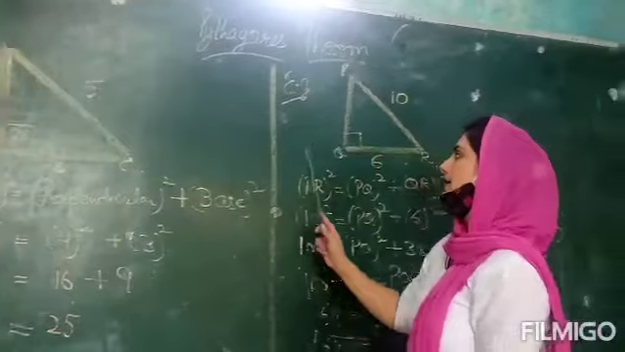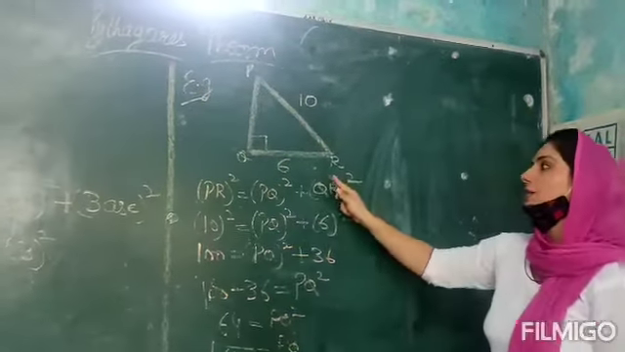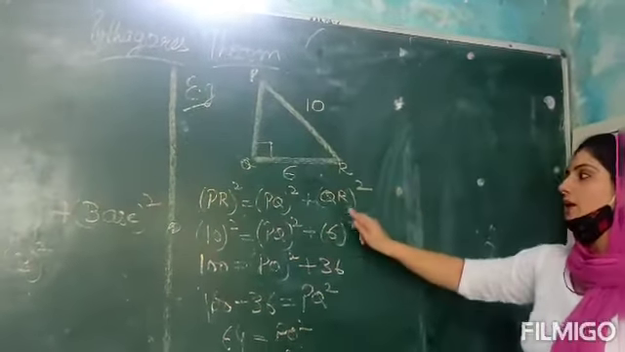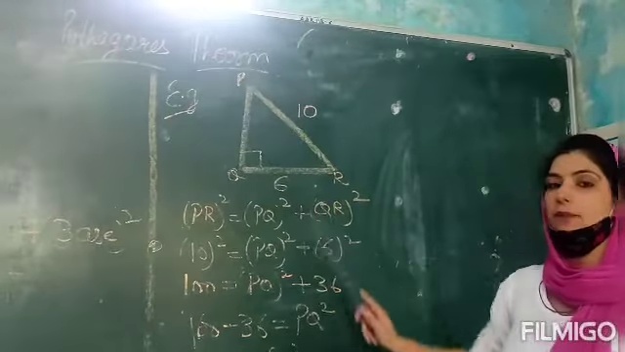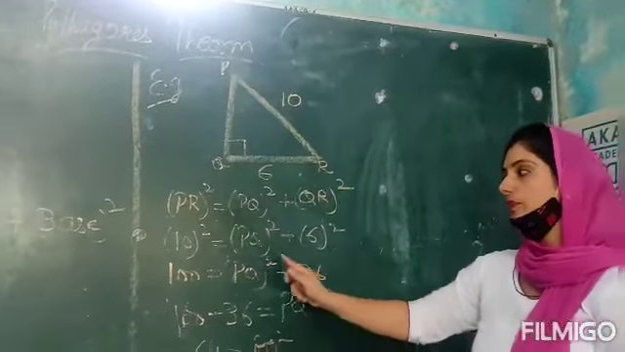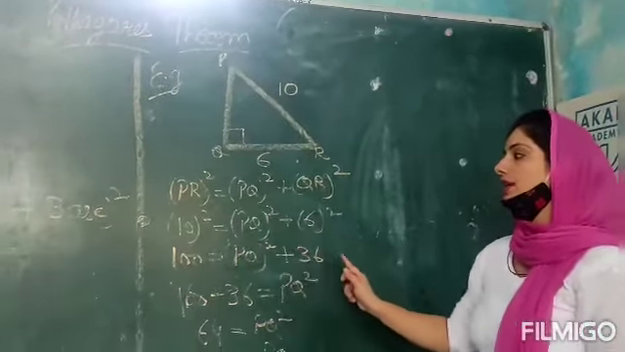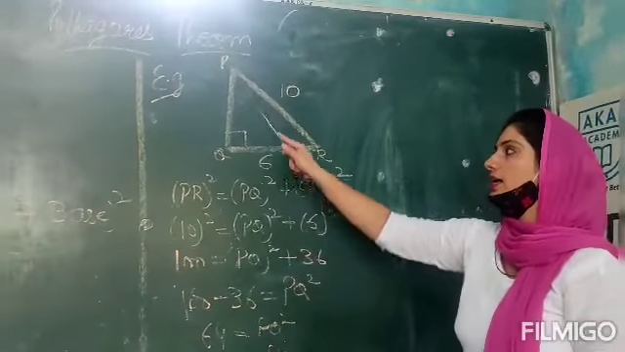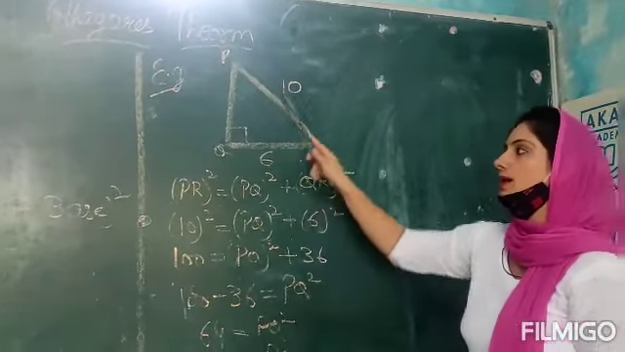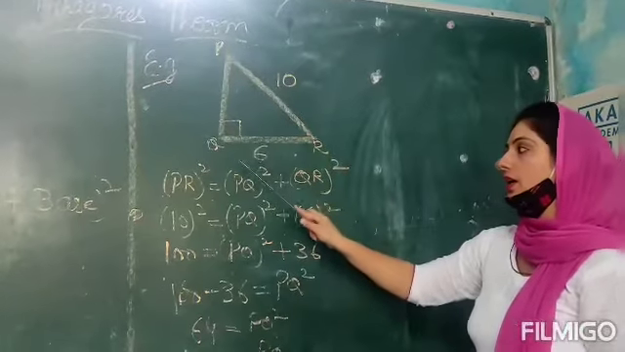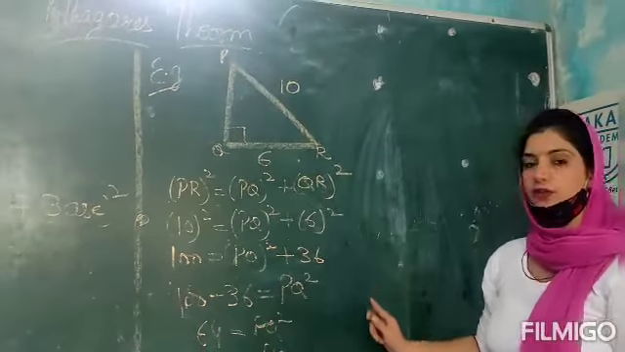Let us take one example. If we have a hypotenuse side equal to 10 and base equal to 6, how can we find the perpendicular by Pythagoras theorem? Again we apply the Pythagoras theorem here. PR is the hypotenuse of the right angle triangle. PQ is the perpendicular of the triangle. QR is the base of the triangle.